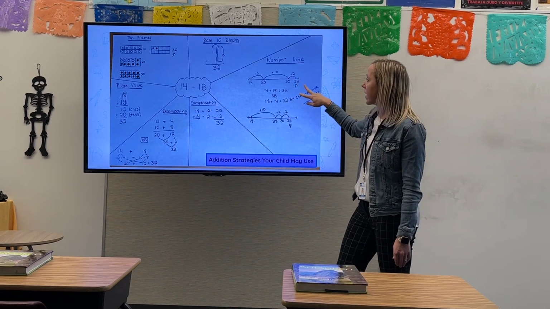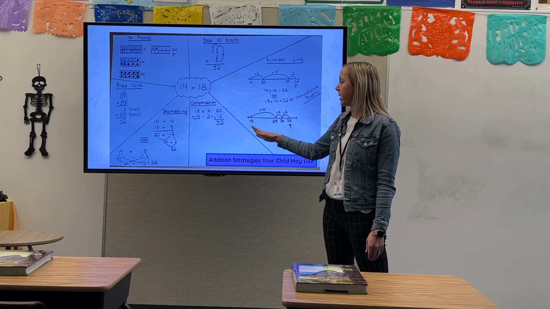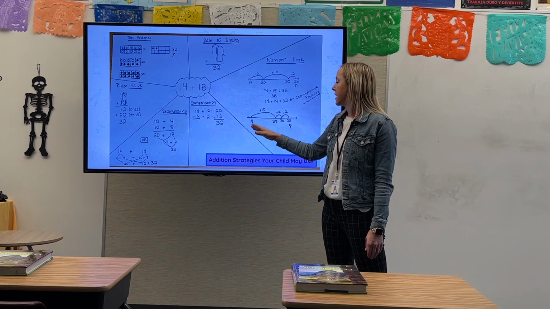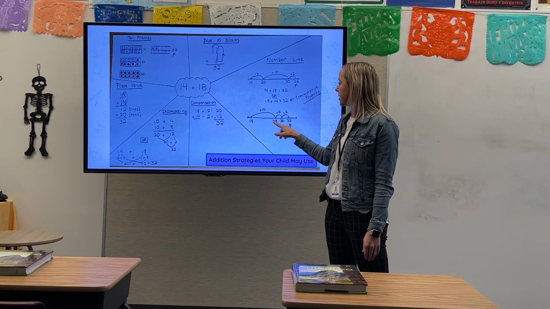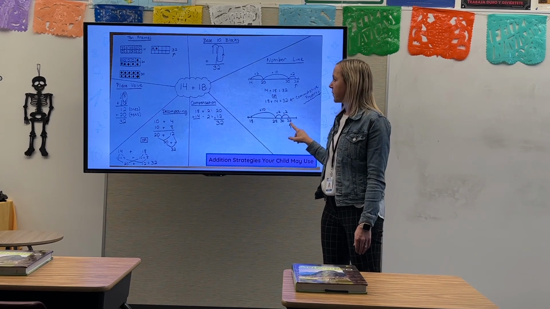Or they can use the commutative property and flip the order. A lot of students will like to start with the bigger number, so they'll start at 18, and they might add 10 because that feels comfortable, and then 2 to get to a friendly number, and 2 more, breaking that 14 into pieces, and still landing at 32.